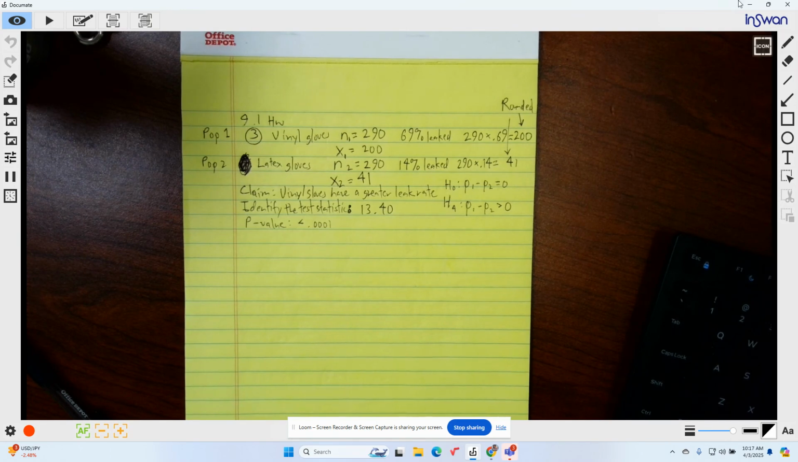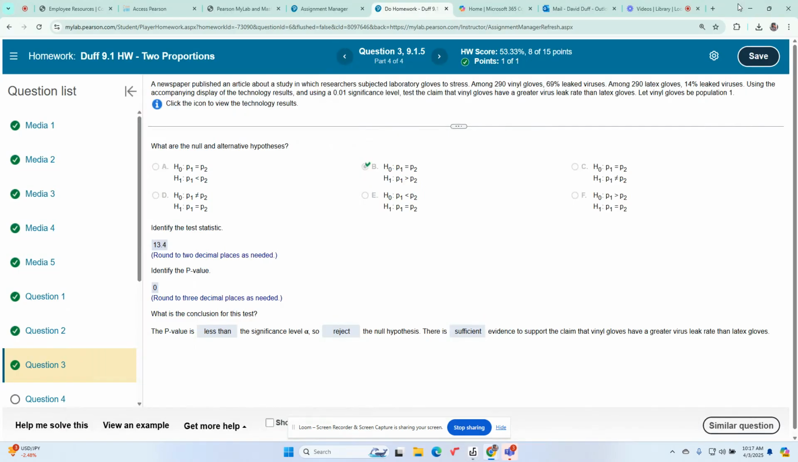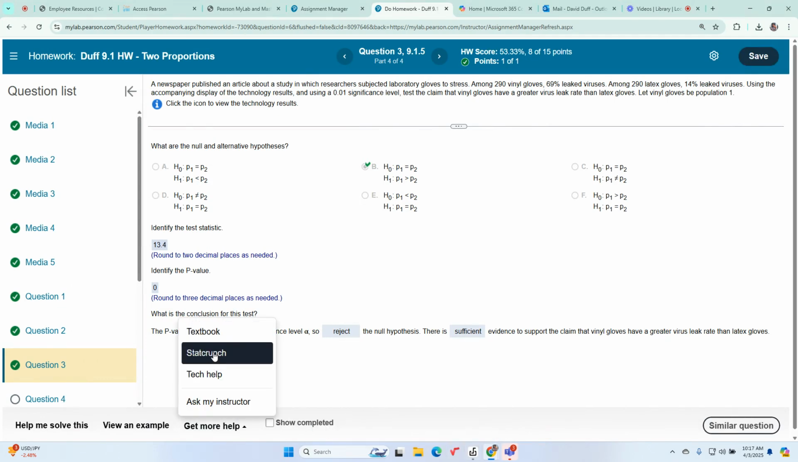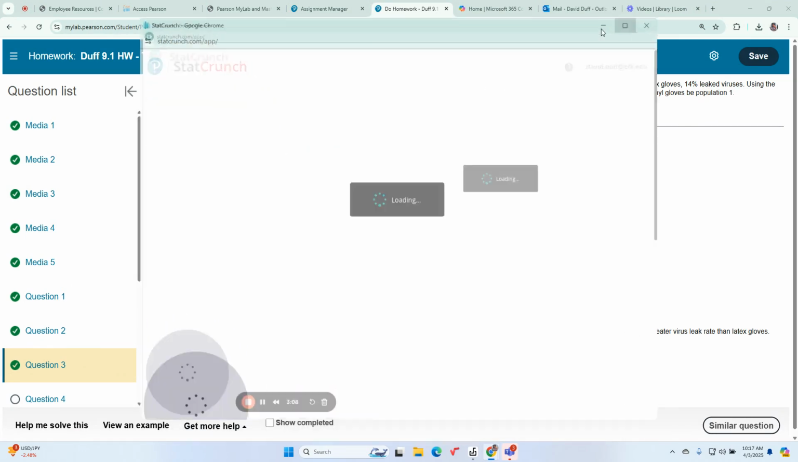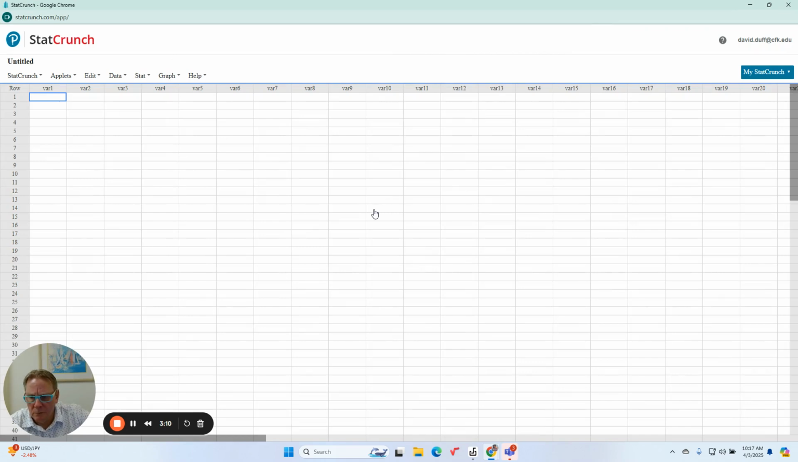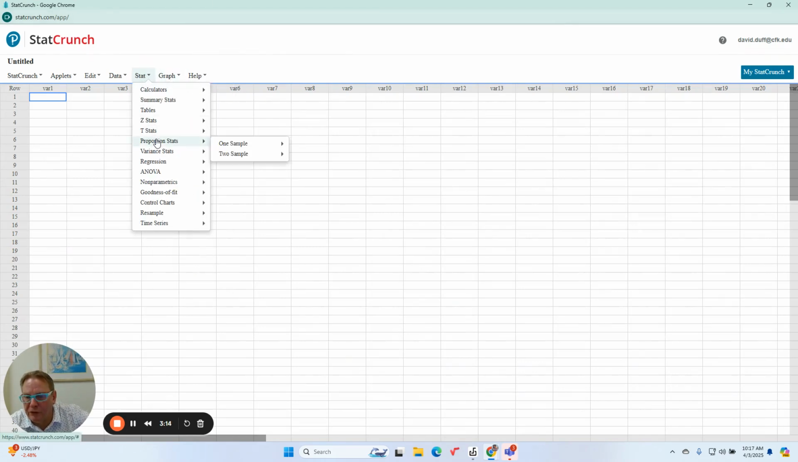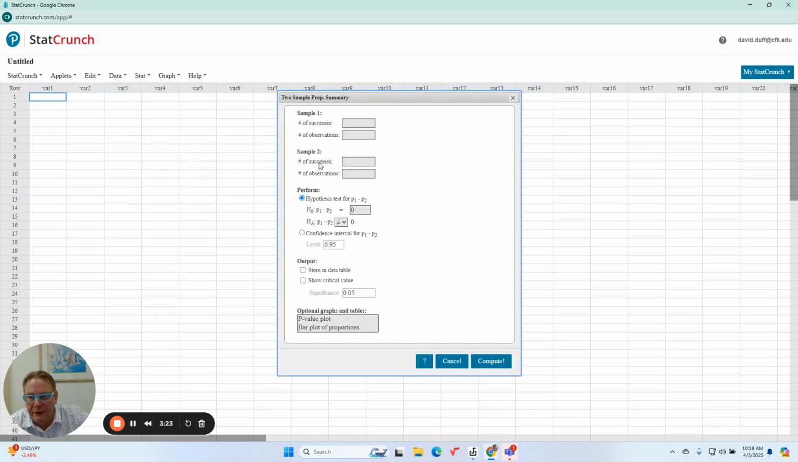And so let me show you how we're going to do that. We're going to go to StatCrunch. Let me hide this. We're just going to enter these numbers that I wrote down. So we're going to go to Stat, and then Proportion Stats. But this time we're going to select 2 sample. And then we're going to go to With Summary because we don't have raw data. Then we'll enter our numbers.